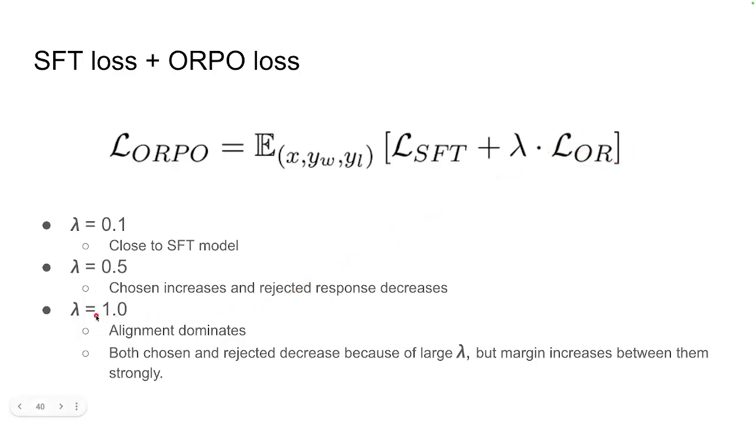And if your alignment hyperparameter is 1, you have amplified this term by a lot. Your alignment will dominate, and both chosen and rejected will decrease, and the ORPO loss for the rejected response will decrease even more. So the idea is SFT will learn about the next tokens in your winning response, and your ORPO loss will take care of increasing that margin between winning and losing.